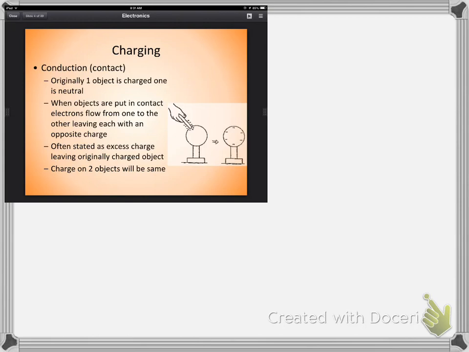You can think about your battery discharging. Sometimes even dirt on the surface of a vehicle battery will provide a pathway for the battery to discharge. So that's all conduction charging.